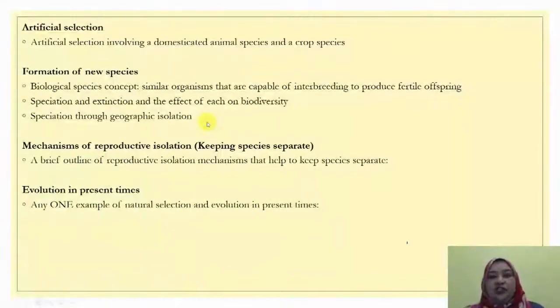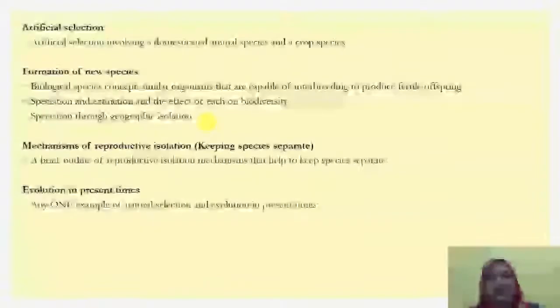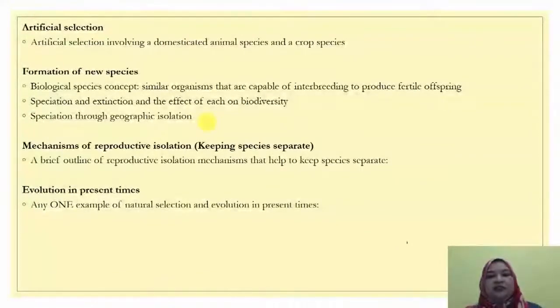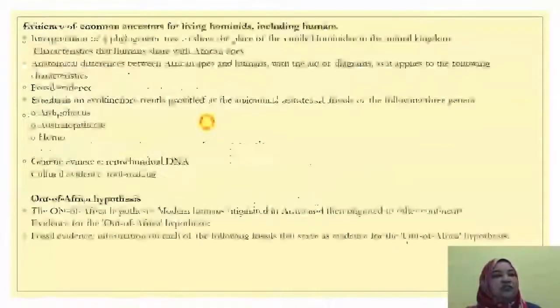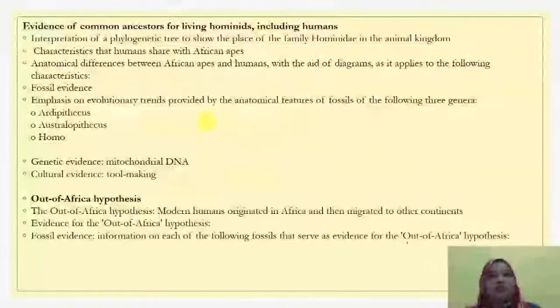We look at artificial selection, how new species are formed, that's very important. Mechanisms of reproductive isolation, and then evolution in present times. And then we're also going to look at the evidence of common ancestors for living hominids, including humans, and the out of Africa hypothesis, and how evidence supports the out of Africa hypothesis more importantly. So all of these you will find on your exam guidelines that your teacher provides for you.